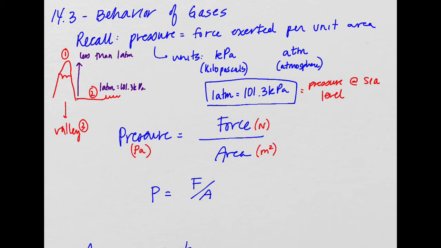And if we go down below sea level, this is going to be more than 1 atmosphere. So as you rise into the sky above sea level, you are decreasing your pressure. As you go down below sea level, like in a valley, you are increasing your pressure. The pressure increases, so just so you know.